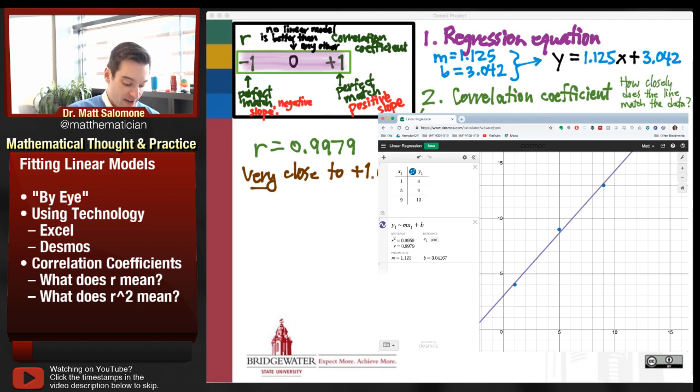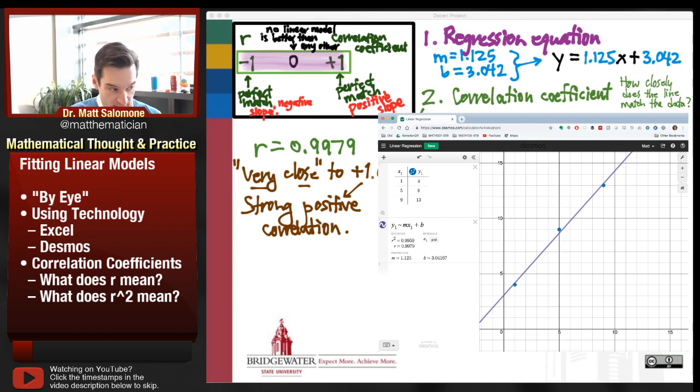And the fact that it is very close, quote unquote, means that we're going to have a strong correlation. And the fact that it's very close to a positive 1 says that we have a strong positive association. Strong positive correlation between x and y. That this data are very well modeled by this increasing slope linear equation that the regression spit out for us. So that's one way in which correlation coefficients get reported as the value of r.